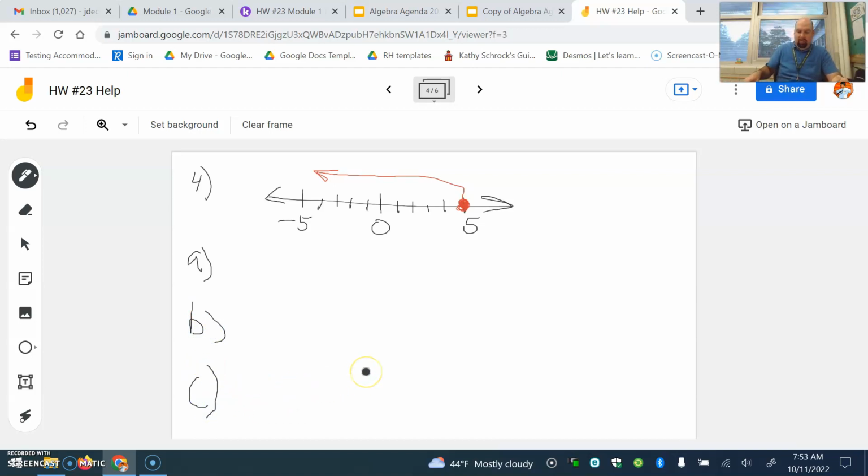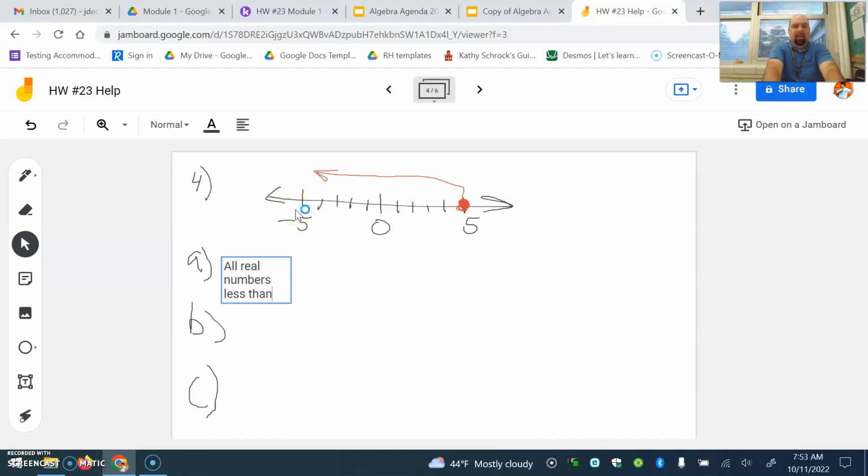For A, we're going to put this into words. Now this time it's a shaded in circle. What does that mean? That means all real numbers, and we're going to the left, so that means less than. Less than and or equal to 5. Because it's shaded in, we include it. So we're going to be less than 5 or equal to 5.